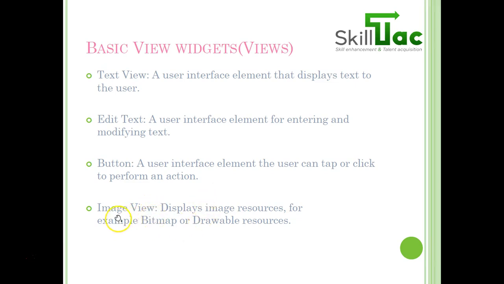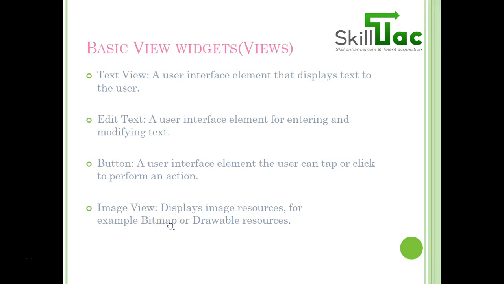So coming on to the fourth point, that is the image view. Image view displays image resources, for example bitmap or drawable resources. If you remember from our last session, we had discussed the directory structure, and in that directory structure we had shown the drawable folder in which all the display images are kept. Then accordingly we can keep the resolution size images in the MIPMAP folder. This is where the image view helps us out.